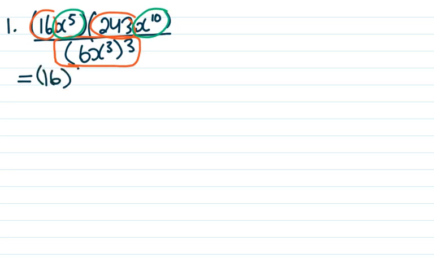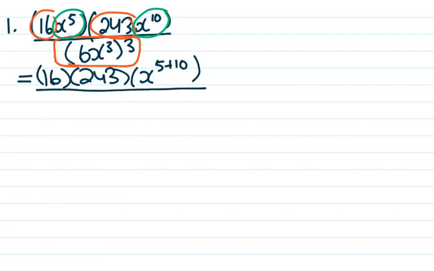So 16 times 243. Now, when I have x to the power of 5 and x to the power of 10, those are two numbers with the same base that are being multiplied together, which means that according to the multiplication rule, I can add their exponents. So I'm going to have x to the power of 5 plus 10. Now my denominator is 6x cubed all to the power of 3. So that 3 is applied to the 6, so 6 cubed, and x cubed cubed. Now that's a power of a power, so that means I multiply those two exponents, so that will be x to the power of 9.